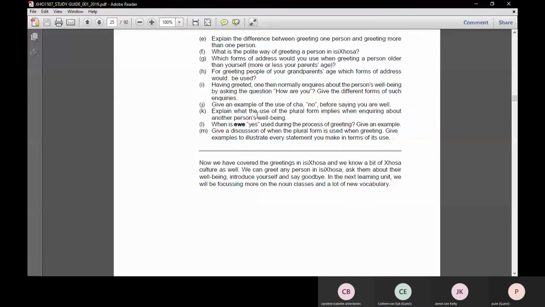Let's say this is not your grandmother, not your mother's mother or your father's mother. This is your friend's grandparent. You would still have to say molo makulu or molo tamkulu, as if they are your own grandparents.